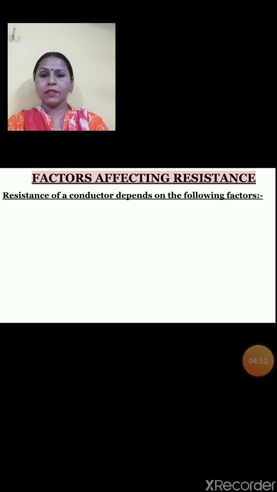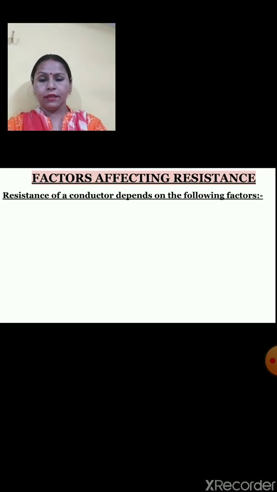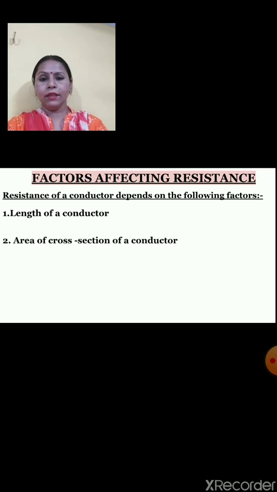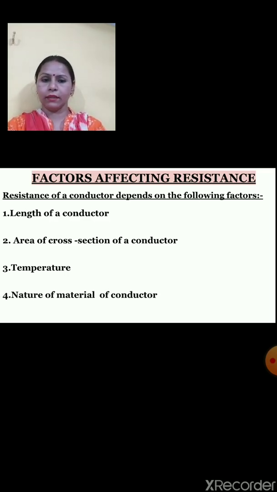Now the next topic is factors affecting the resistance. Resistance can be increased or decreased by various factors. If we use these given factors, then we can control the amount of resistance. These factors are: number 1, length of a conductor; number 2, area of cross section of conductor; number 3, temperature; and the last factor is nature of material of conductor.